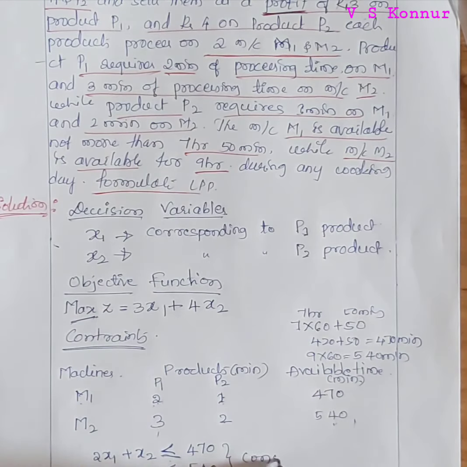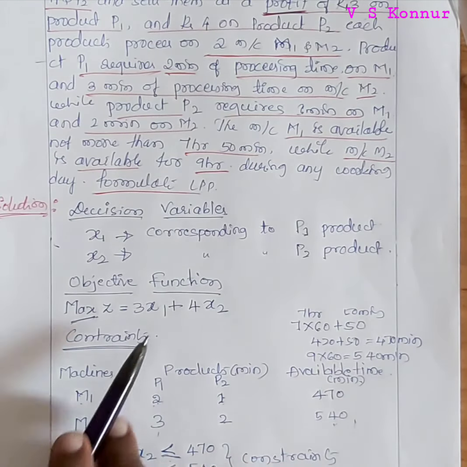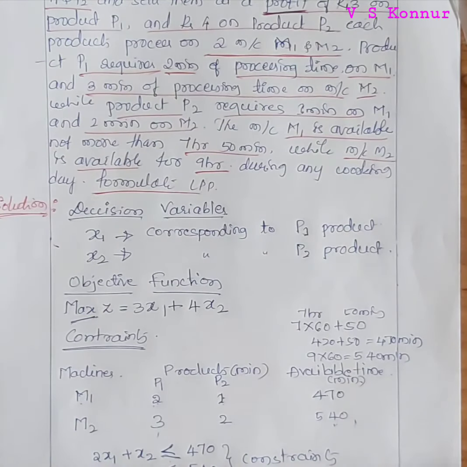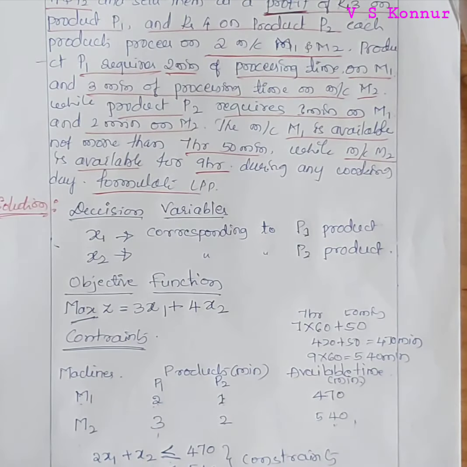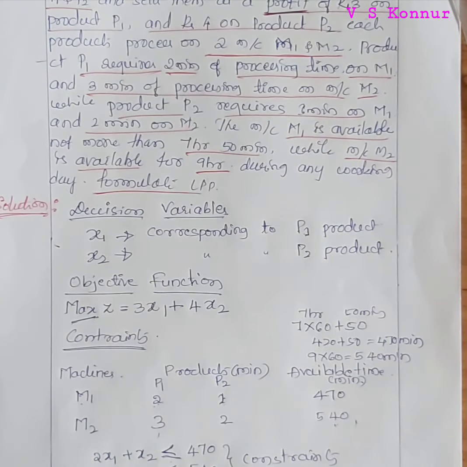These are the two constraints for this objective function. Finally, we have to define non-negativity constraint. Those are X1, X2 should be greater than or equal to 0. This is called non-negativity constraint. Non-negativity is nothing but always X1 and X2, the product should not be in negative form. Always product should be in positive form, that is called non-negativity constraints.